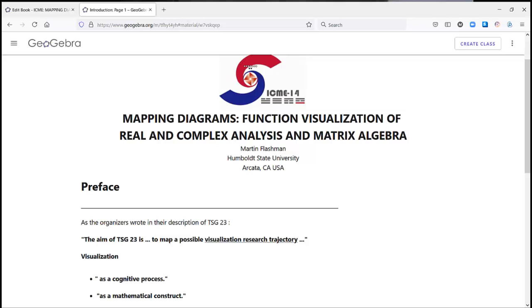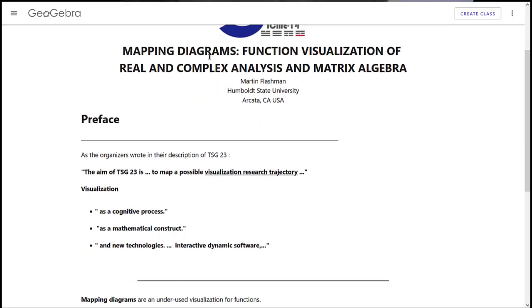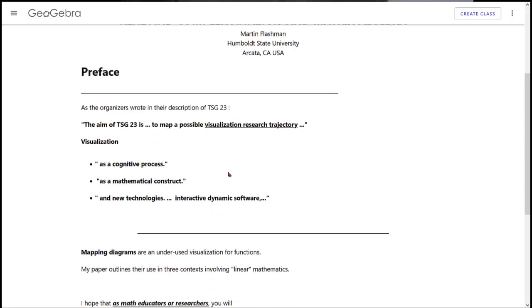I'm going to talk about the paper I submitted, Mapping Diagrams, Function Visualization of Real and Complex Analysis and Matrix Algebra. As a preface, I want to mention that the organizers wrote in their description of this session that the aim was to map a possible visualization research trajectory. By visualization, they included visualization as a cognitive process, as a mathematical construct, and including new technologies, in particular, interactive dynamic software.